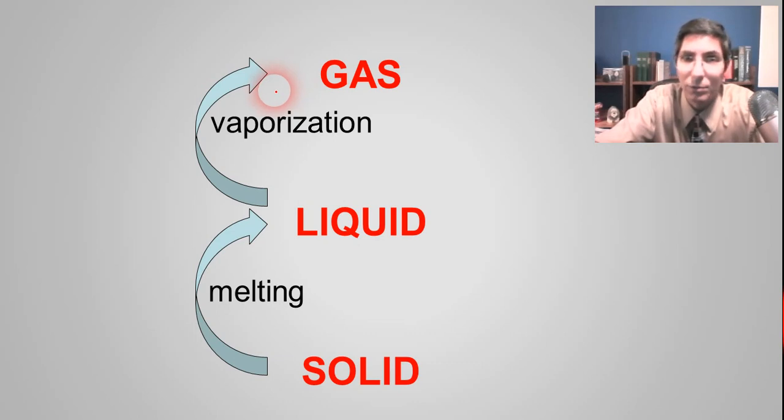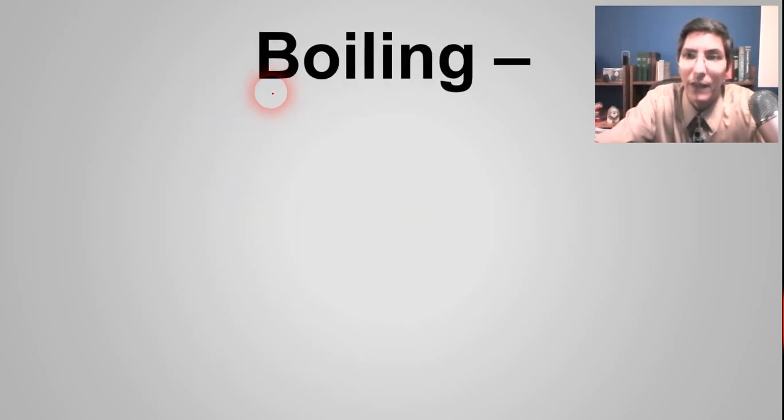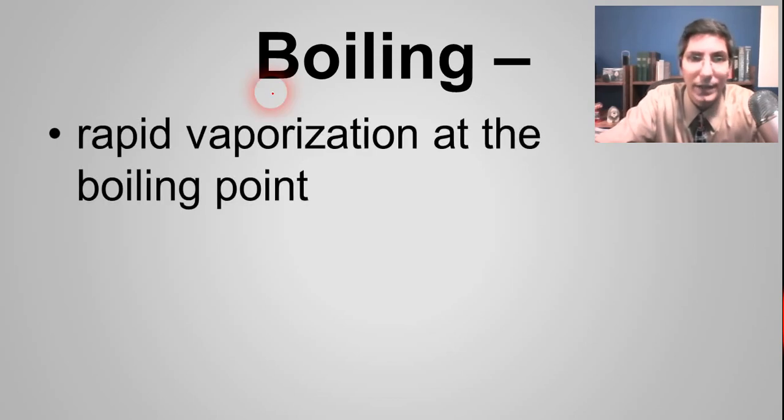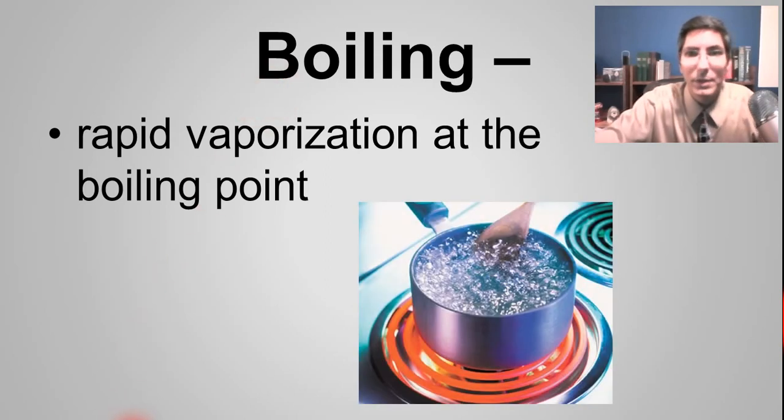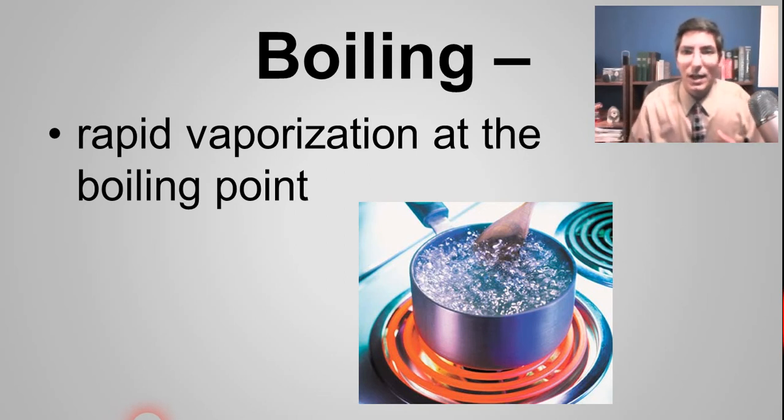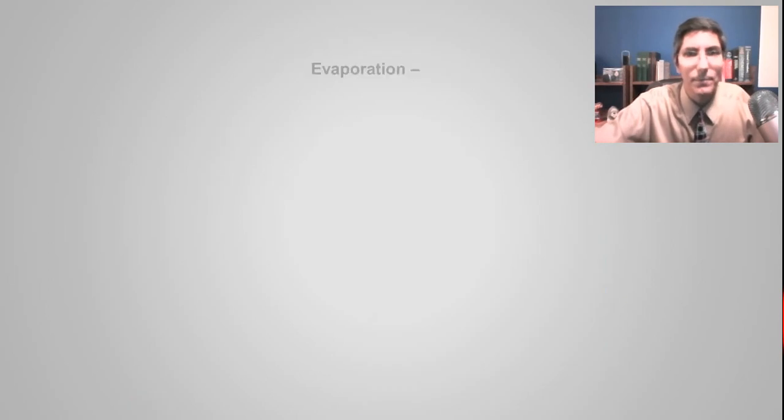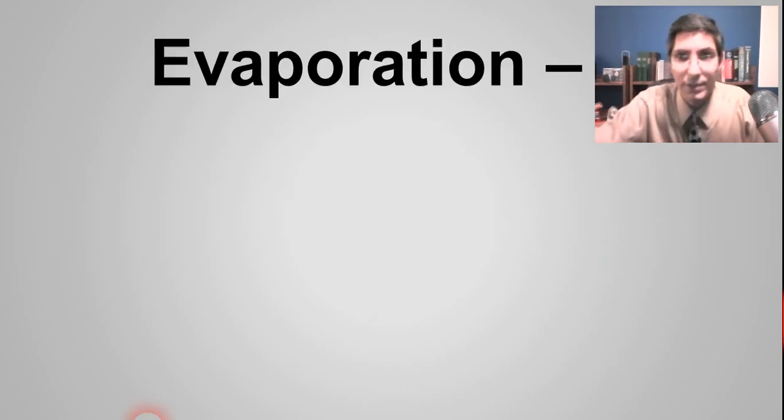I know you've heard of the next two words. You've heard of boiling, haven't you? Now, boiling is a type of vaporization. It's when you have very rapid vaporization at the boiling point. So that would be something like this. You have some water on the stove, and you see it boiling. It's actually bubbling. It's churning. The vaporization is taking place throughout the volume of the liquid. That's boiling.